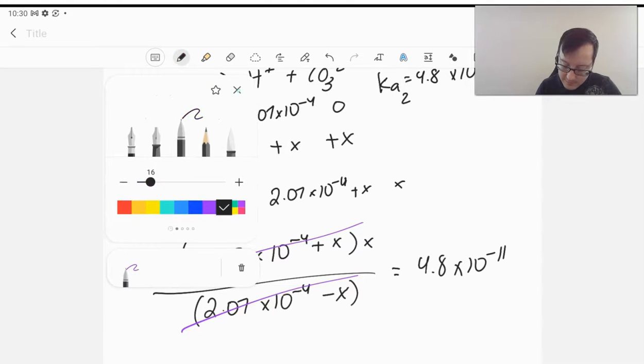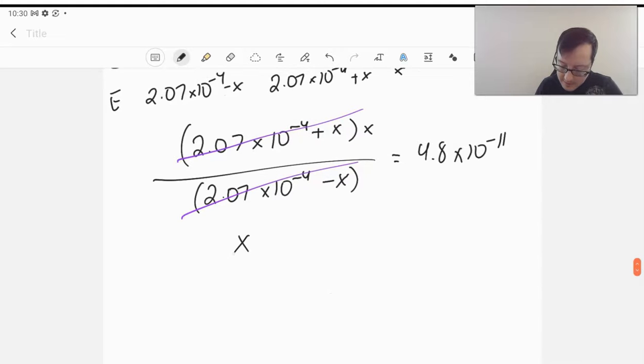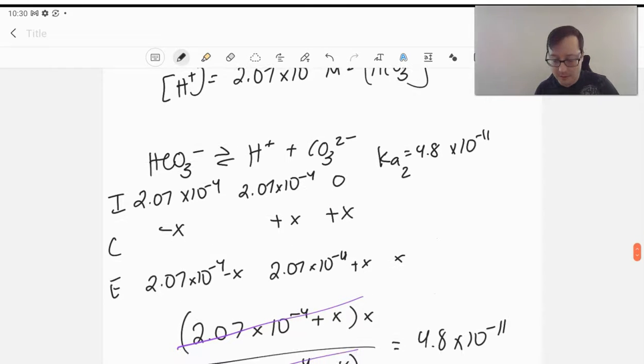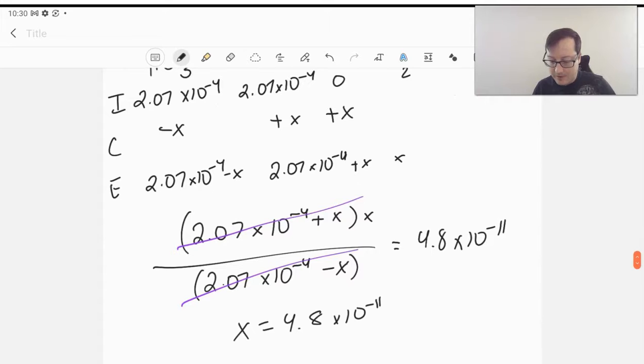And in doing so, x is 4.8 times 10 to the negative 11, which, as we can see, is definitely less than 5% of our 0.1 molar to start with. But we see here 10 to the negative 11 for this H plus concentration.